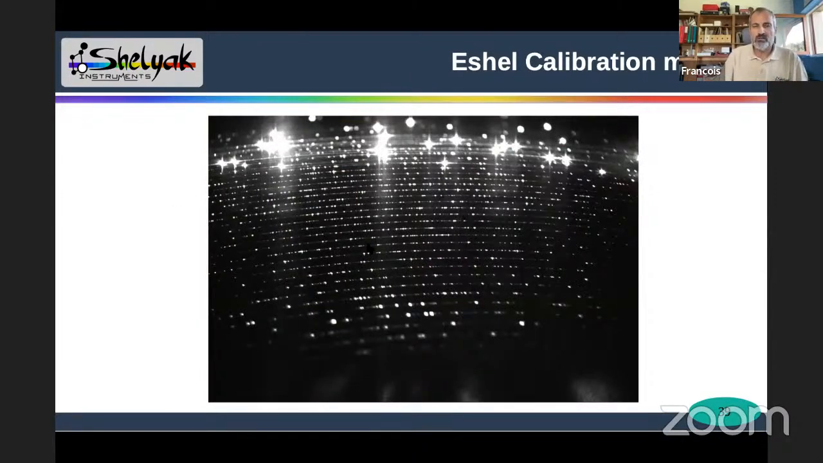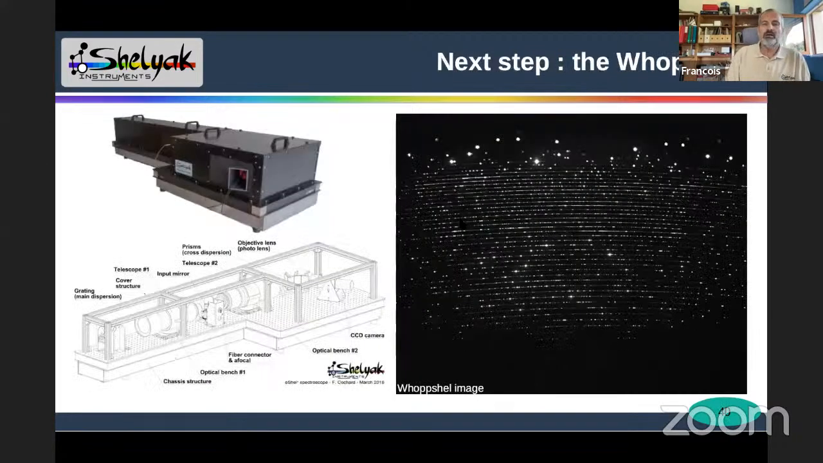Okay, so I was just saying that the thorium argon lamp has the advantage of many lines in each order of the spectrum. If you would use another lamp than thorium argon, you would see only a few lines per order, and it would not be enough to do the calibration.